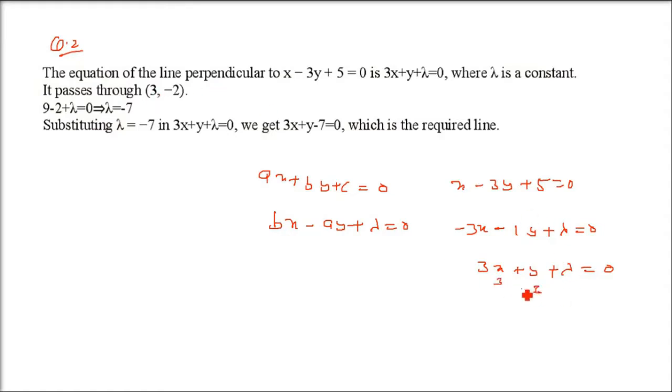And since it is passing through x equals 3, y equals minus 2, put it here. So you get 9 minus 2 plus lambda equals 0. This is 7 plus lambda, so lambda becomes minus 7. Now you put it here: 3x plus y minus 7 equals 0.